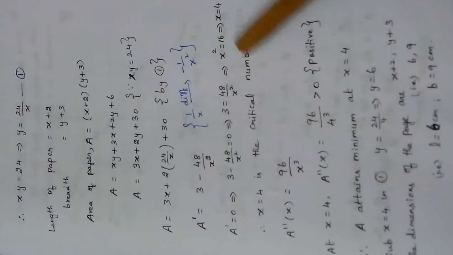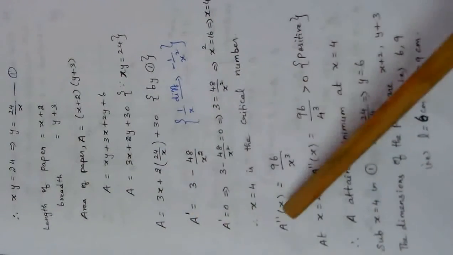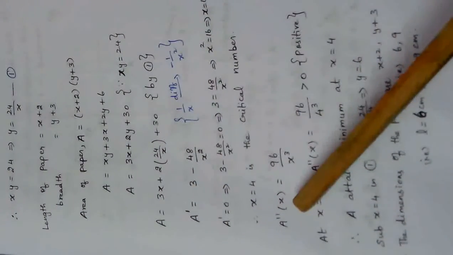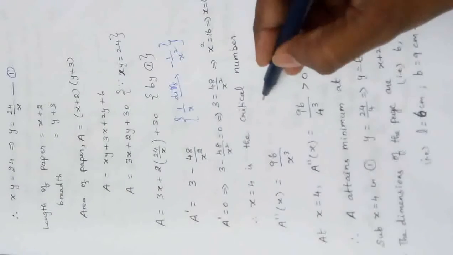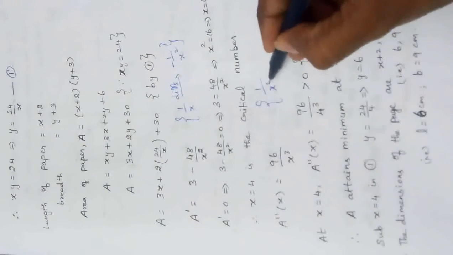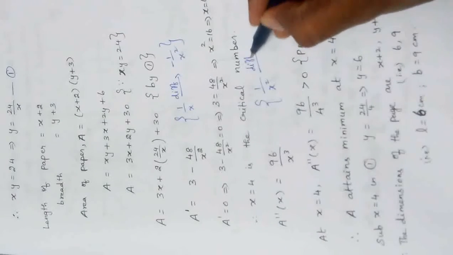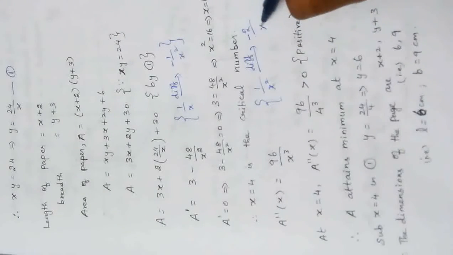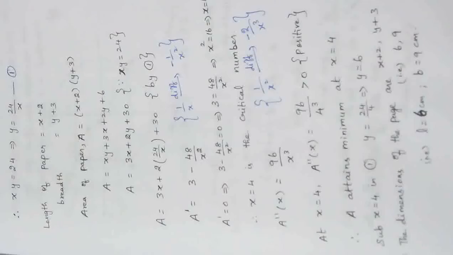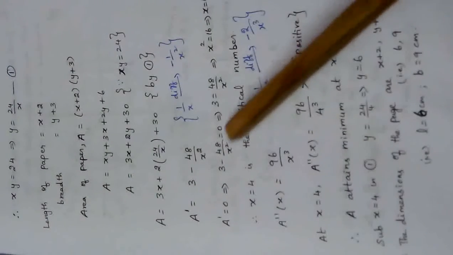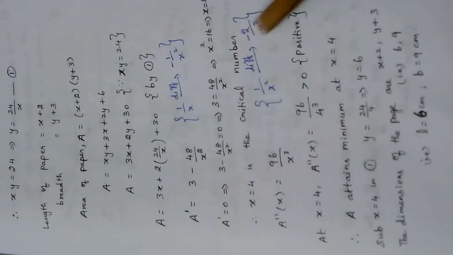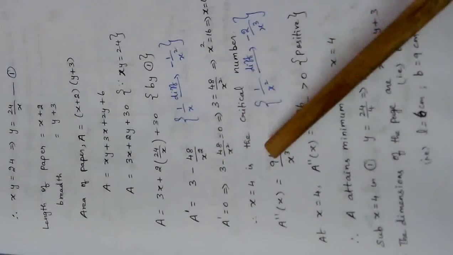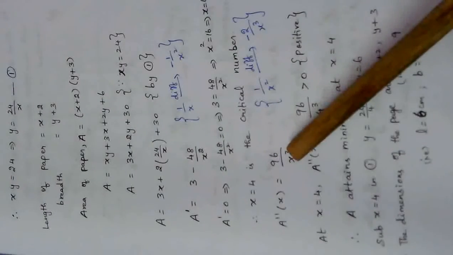So after finding critical number, what we will do? Second derivative, A double dash of x. 3 becomes 0. What is the differentiation answer for 1 by x square? 1 by x square differentiation answer is minus 2 by x cube. Yes or no? Minus 2 by x cube. So 3 becomes 0. 48 minus will remain. 1 by x square, the answer is minus 2 by x cube. So minus 2 and minus 48 becomes 96 by x cube.